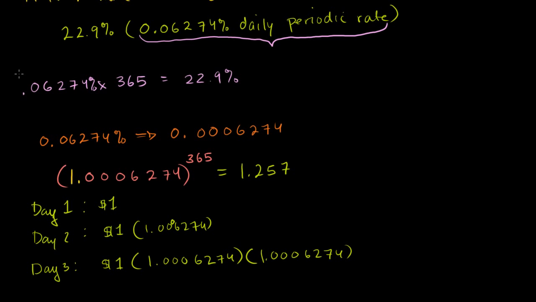The effective APR, the mathematically correct annual percentage rate here, is 25.7%. And you might say, hey, Sal, that's still not too far off from the reported APR, where they just take this number and multiply by 365 instead of taking it to the 365th power. You're saying this is roughly 23%, this is roughly 26%. It's only a 3% difference.